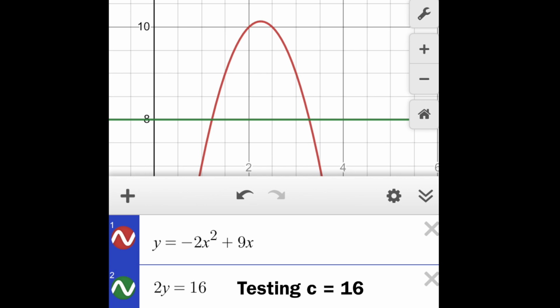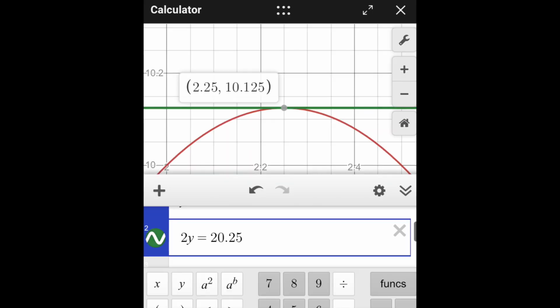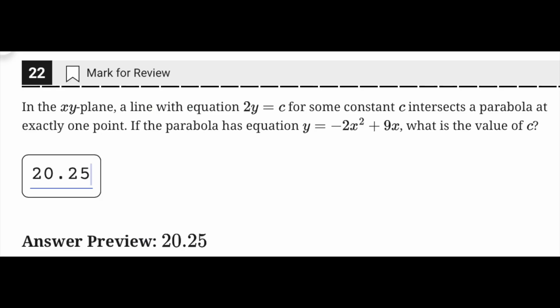And then so slowly and slowly, we can change that value of c on the calculator to find the point where it intersects at exactly 1 point with the parabola. Here we see that the equation 2y equals 20.25 intersects the original parabola at exactly 1 point according to our calculator. And so we can simply state that the answer is c equals 20.25.